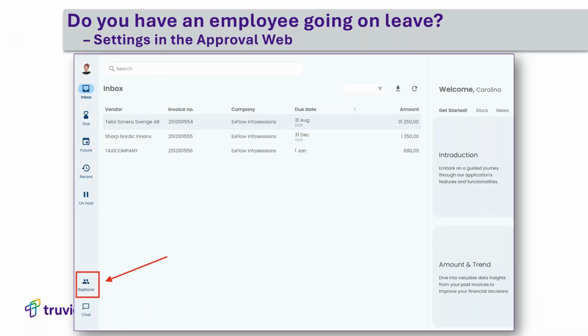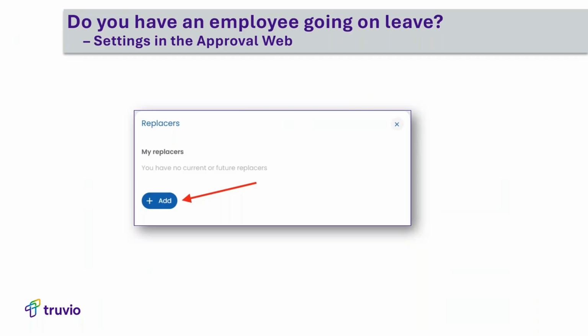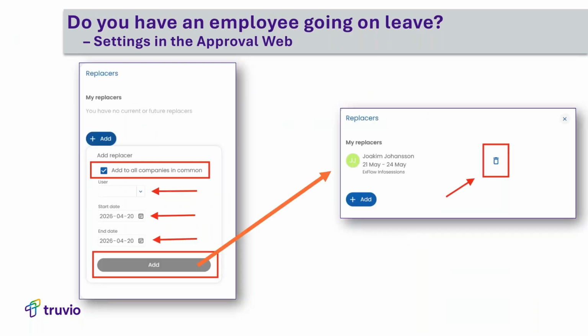All the users can also add replacers themselves. So in the ExFlow web, they have the little replacer button on the bottom left side of the page. So they click there. Then they will get this little window, and then they click on Add. And then it's the same here. They choose if it's all companies. If not, then they add what company, what user should be a replacer, the start date, end date, and then they click on Add. And then on the right here, you can see how it looks when it's done. So they can follow their own replacers, and then they can also take them away by clicking on the trash icon to the right. So it's very easy for the users as well to add this.